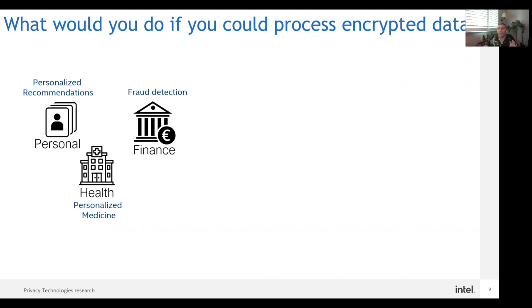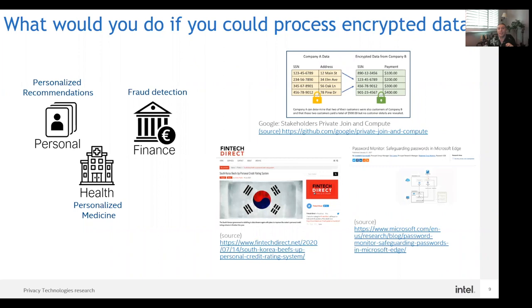The part that is interesting in all of this is that with respect to data sharing and collaborations, what we have seen between 2019 and 2020 is that there have been large deployments of homomorphic encryption in use cases that actually do benefit society, such as the improvement of the credit rating system in Korea, as well as the deployment in Microsoft Edge of a plugin that allows you to detect whether a password has been stolen without actually compromising the privacy of the owner of the password.